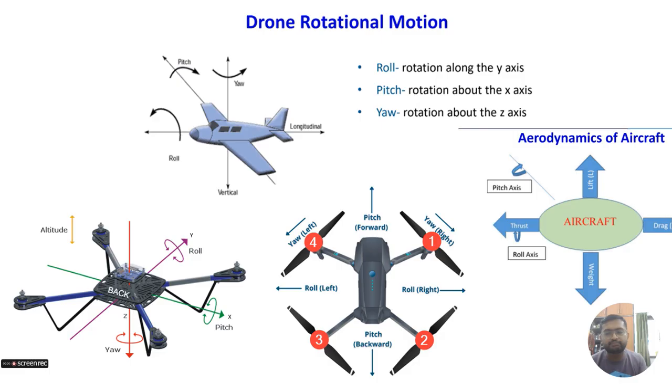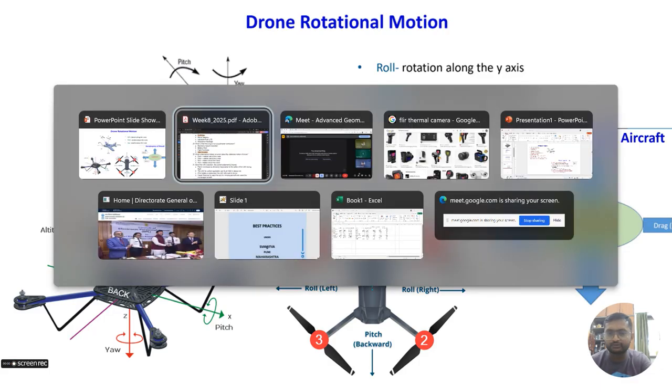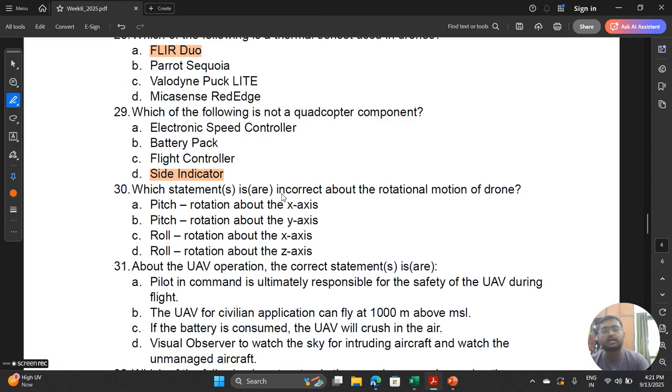So keep these terminologies in mind while preparing for any exams, or even for drone licensing. Just keep those things in mind. Now, which statement is or are incorrect about the rotation of a drone?